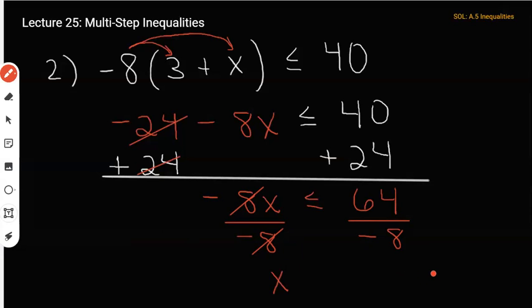But since I divide by a negative 8, what do I need to do to this inequality sign? If I ever multiply or divide by a negative number, I need to flip it, right? So now it's not a less than anymore, it's a greater than symbol. And if I divide those 2 numbers, I do get negative 8.